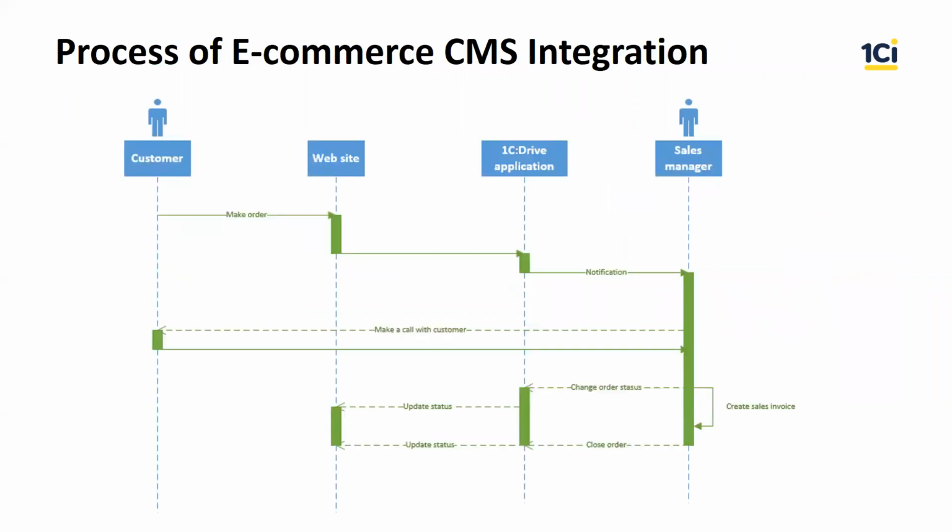The basic process is pretty straightforward. The client works with the website. The order from the site is transferred to 1C Drive. The sales manager processes the orders and contacts the client. The information on the site is updated as the order is being processed. We'll take a close look at the process a bit later in the demonstration.